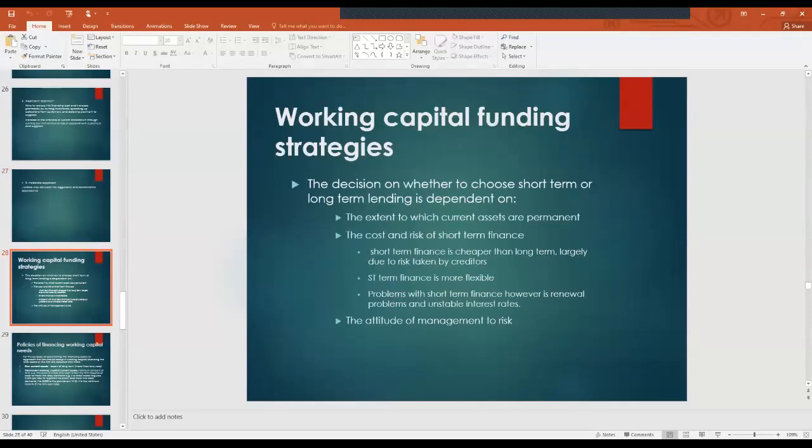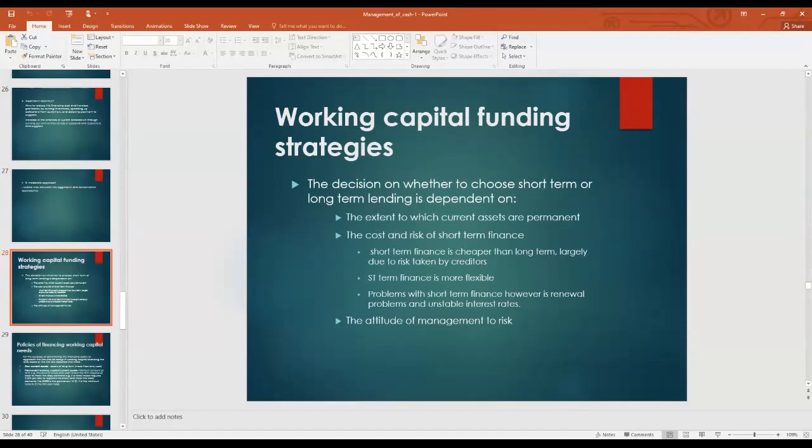Now, when it comes to the financing policies, there are 3 of them actually. You're going to follow aggressive, conservative, and margin policy or moderate policy. Just like the case of investment policy, they also have 3 financing policies: aggressive, conservative, and margin or moderate policy.